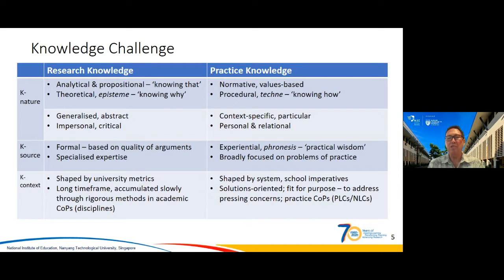And it tends to be more broadly focused on the range of problems in classrooms with classroom practice. And if we look at the context, it's shaped by system and school imperatives. And it's very solutions oriented. It's meant to address pressing concerns and more immediate types of concerns. And so there's a need to really focus on, how can we address the problem tomorrow when I walk into the classroom, that kind of idea.